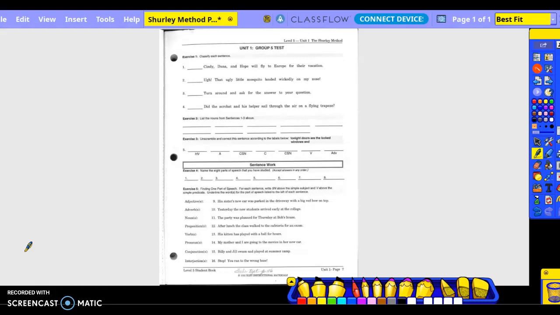So basically you're going to use your classification and put what words go with that classification. Don't forget to capitalize the beginning and what? Punctuation at the end.